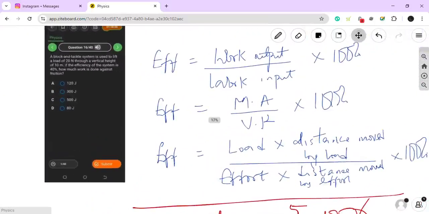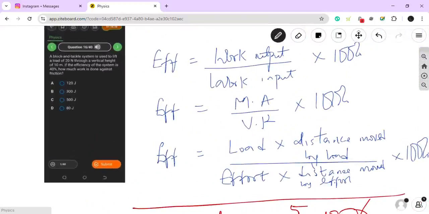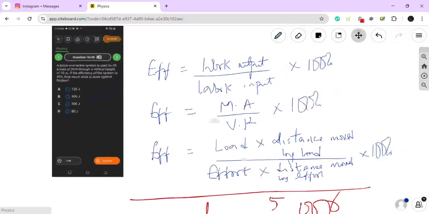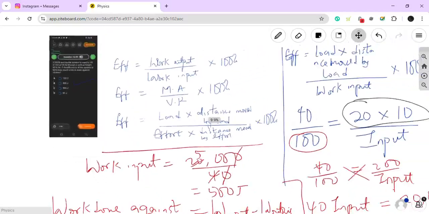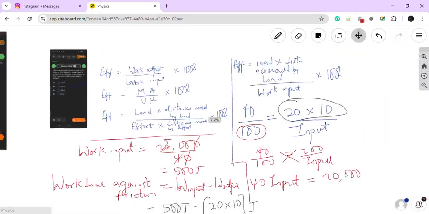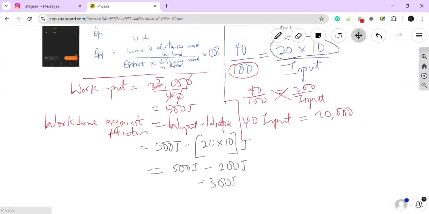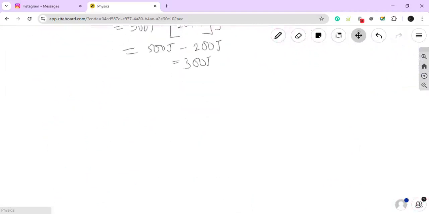So let's check. Is it? Yeah, it's there. Okay. That's option B. You can see that. So that's how to do it. You just have to calm down. You calm down, look at the question very well before you start doing anything. Okay, so that's how to go about that one. That's efficiency of the machine.